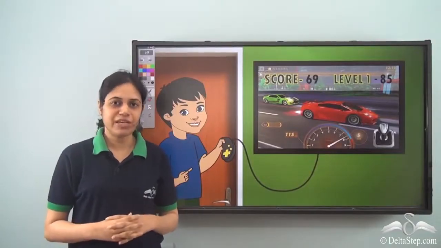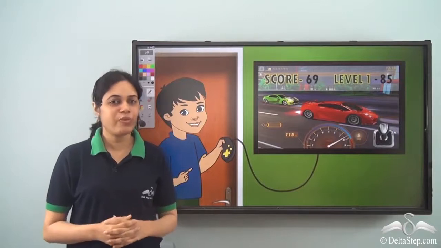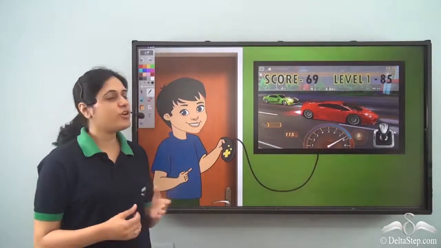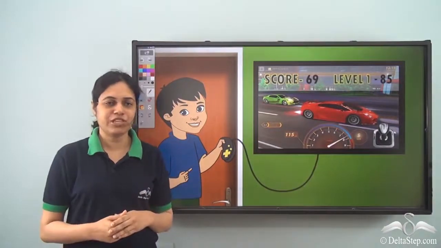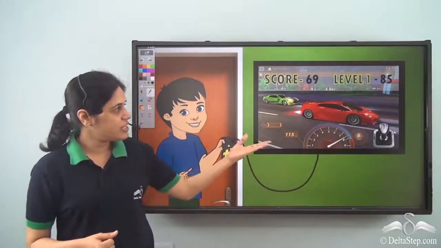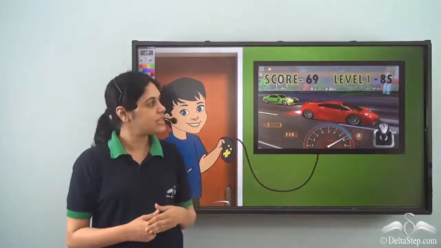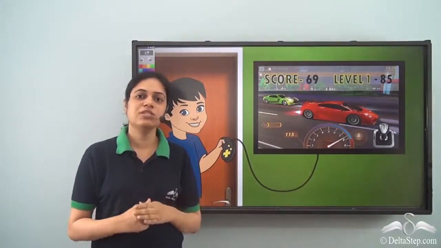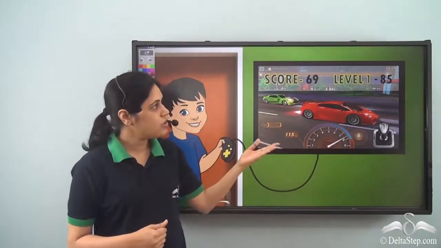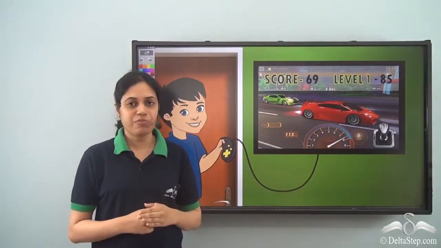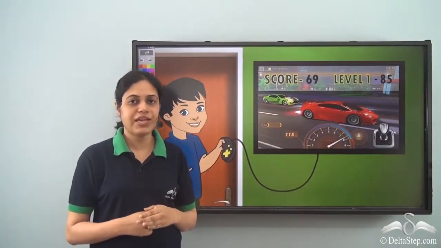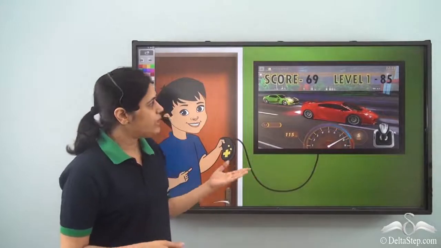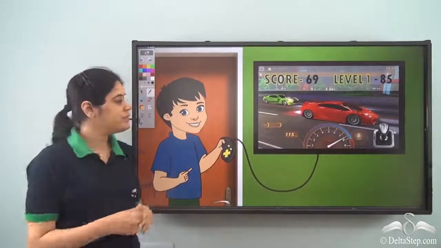Sure you love to play games on your computers or mobile phones. Even this boy Rohan loved playing computer games. So he had already scored 69 points and he needs 85 points to cross the first level, that is level 1. So how many more points does he need?